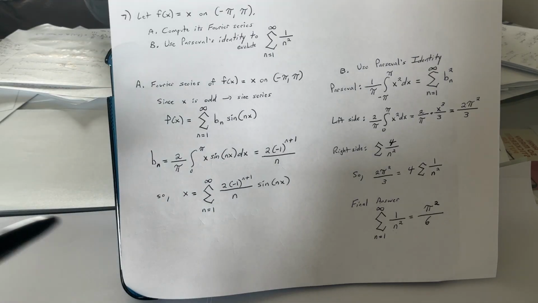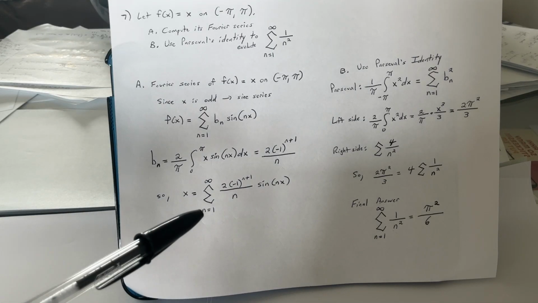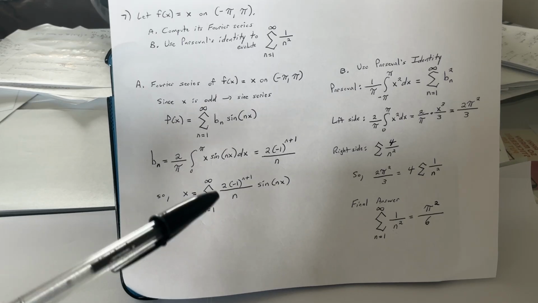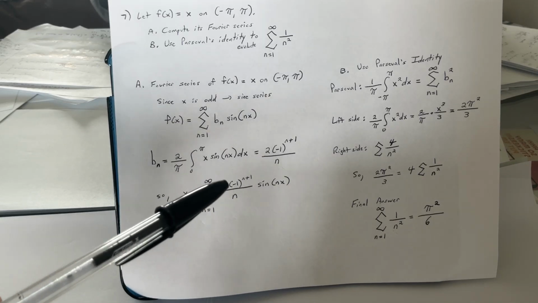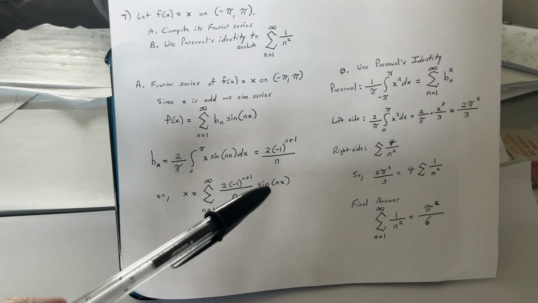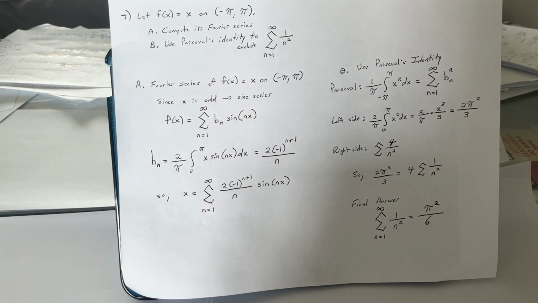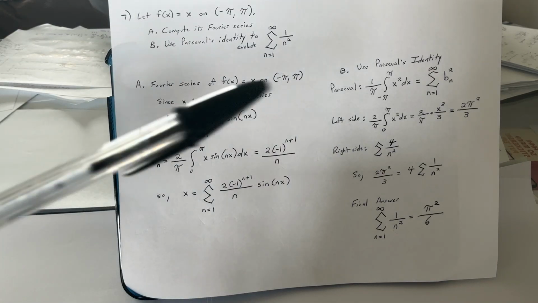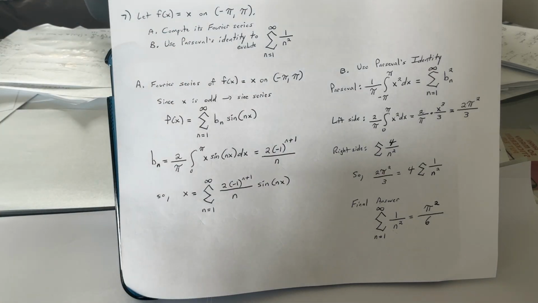So we could say our x value is going to be the summation from n equals 1 to infinity of this, b sub n times sine of nx. Okay, so that would be the computation of the Fourier series in relation to the function and the interval given.